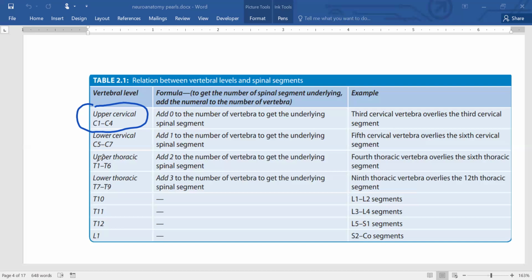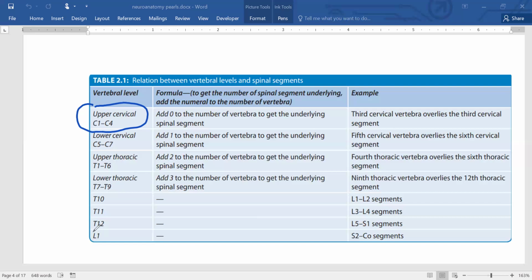Then we have got the T10 level. At the T10 vertebral level, the segments of the spinal cord lying in front of it are the L1 and L2 segments. At the level of T11, L3 and L4 segments lie, and at the level of T12 vertebra, L5 to S1 segments lie.